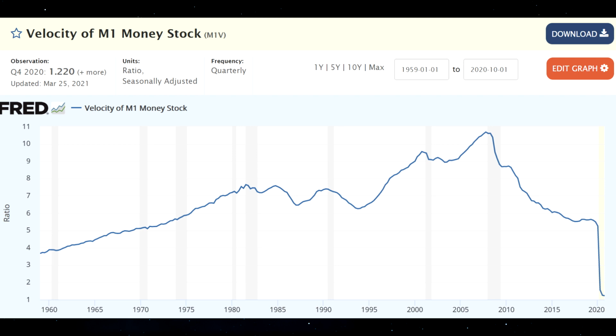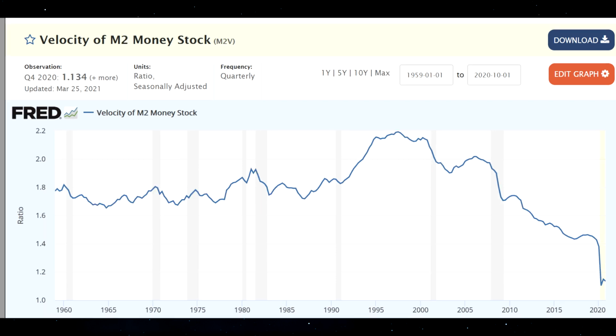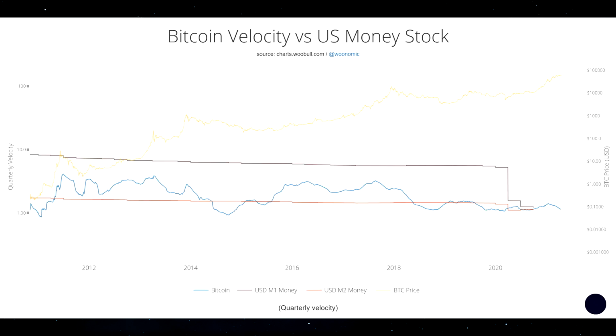For velocity, we could use the traditional M1 and M2 money supply, but that's less relevant to our case. The USA velocity of M1 money supply is around 5.4, whilst that of M2 has been around 1.5, before the pandemic happened. It is estimated that the velocity of Bitcoin is around 1.25.